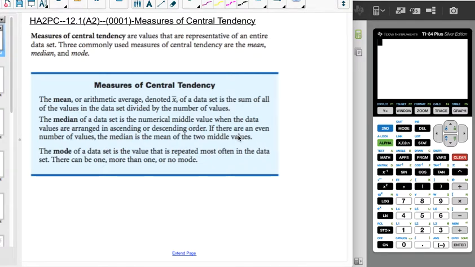mean, median, and mode. The mean is the arithmetic average, which we denote as an x with a line over it, of a data set. All that means is that you're adding all of the data together and dividing by the number of values.